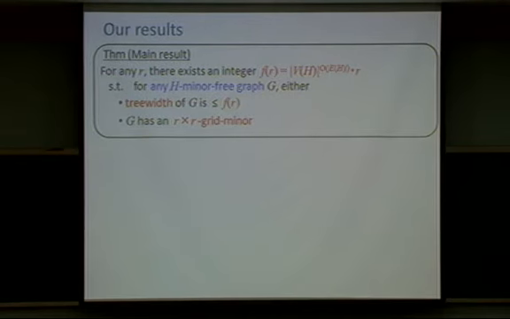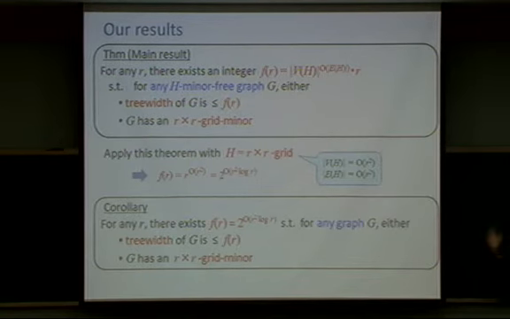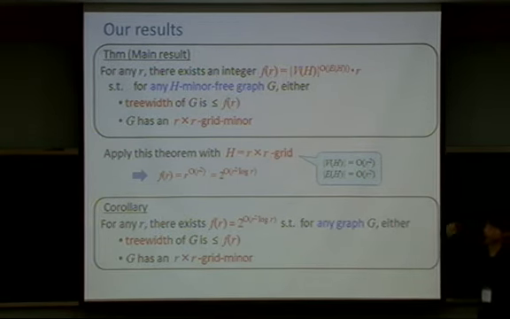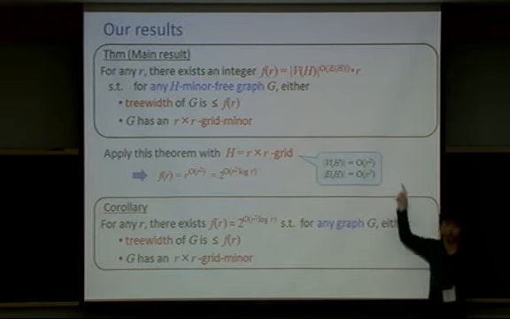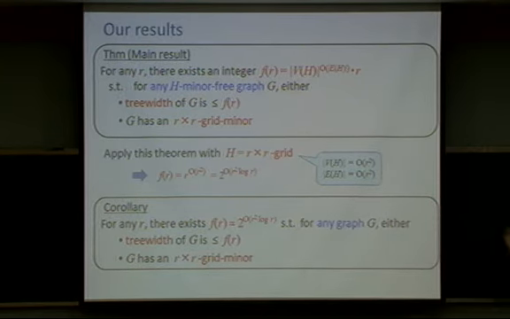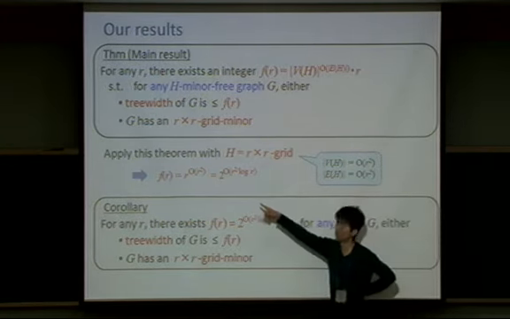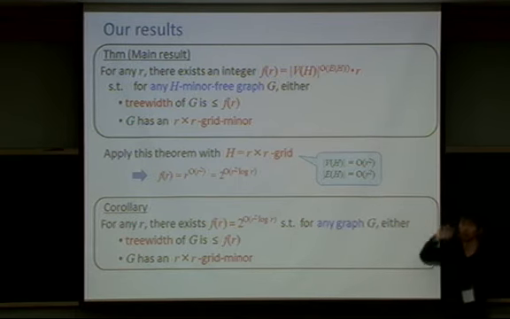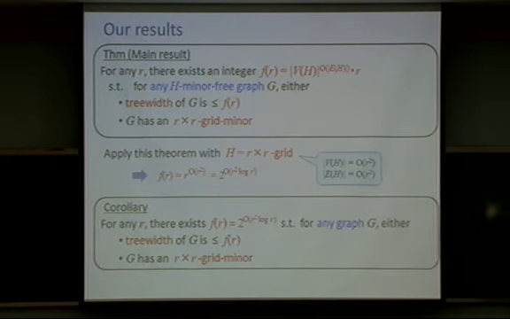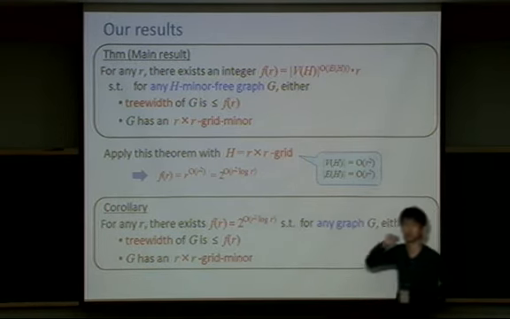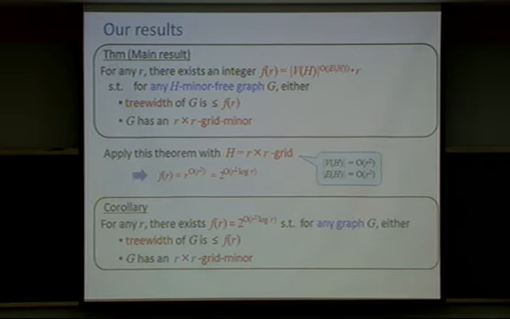And if we apply this theorem in which H is the r times r grid, then since H has r squared edges and r squared vertices, by using this theorem, f of r is bounded by 2 to the r squared log r. So as a corollary of this theorem, we obtain this bound for the general case. So these are our results. So in this talk, I will give a proof sketch of this main theorem.